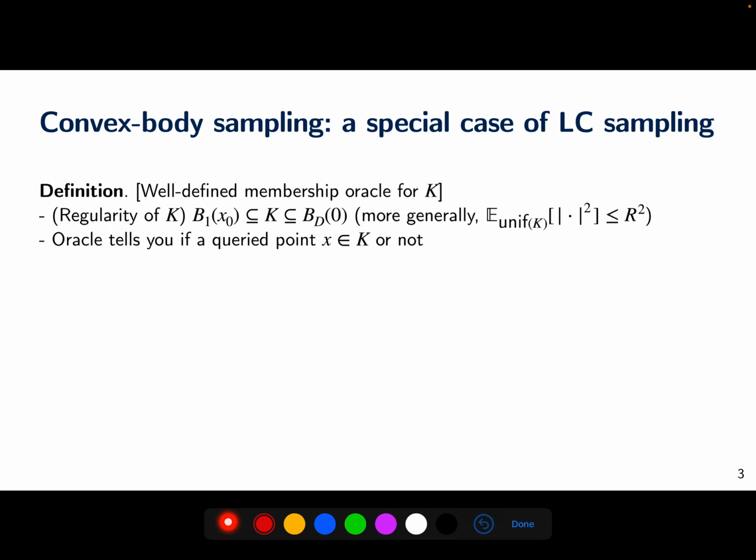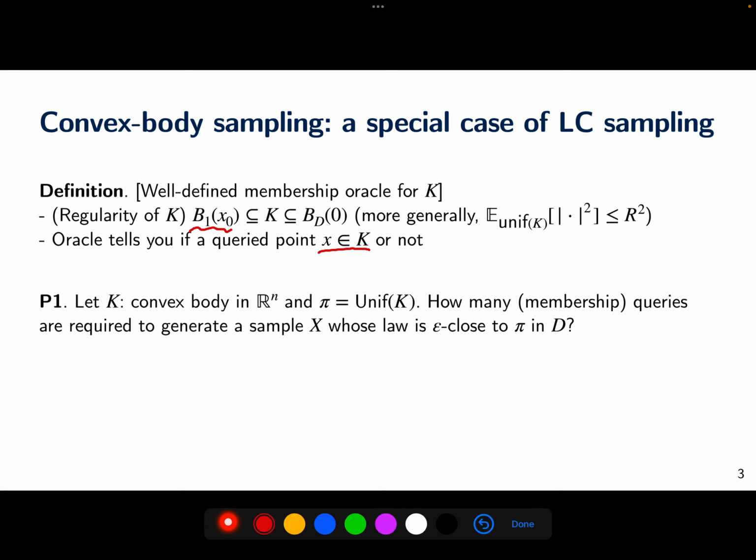So here is the computation model. Our computation model is a membership oracle, which tells you, if you query a point X, whether X is in K or not. For regularity of K, we typically assume K contains a unit ball and also has diameter D. But often this is generalized to a second moment condition like this.